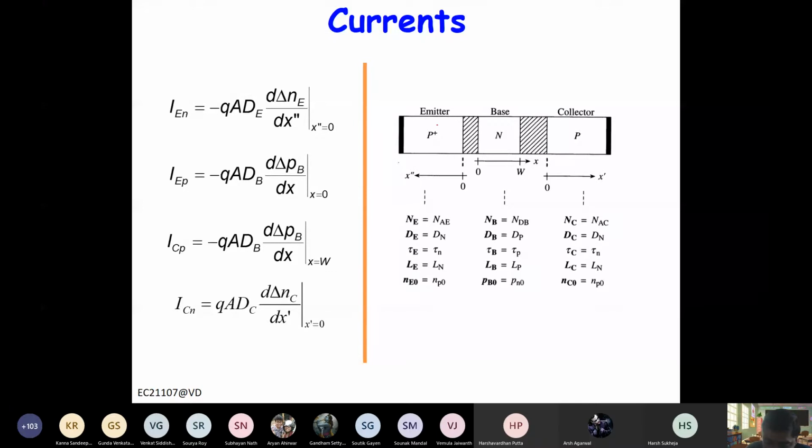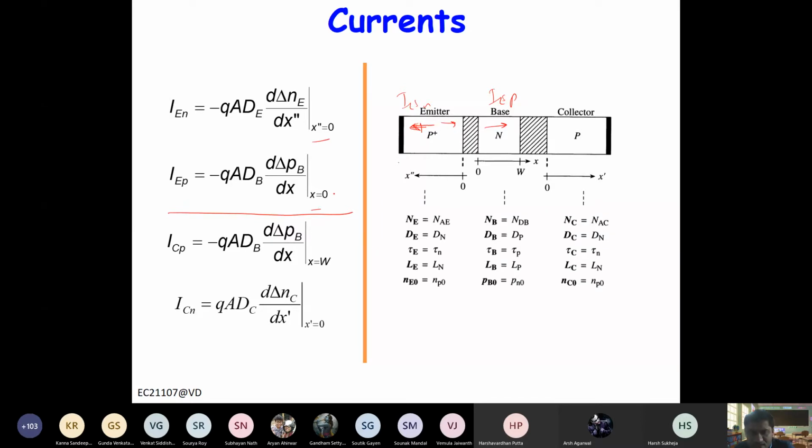So due to injected electrons, you have I_EN here. Due to injected holes here, you have I_EP here. This is the direction of electrons, right? So direction of current will be in forward direction only. So I_EN and I_EP will add up to give total emitter current. And the derivative is taken at x equal to 0.